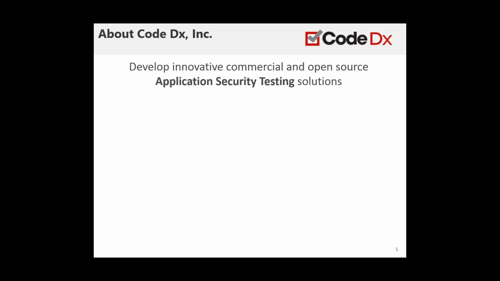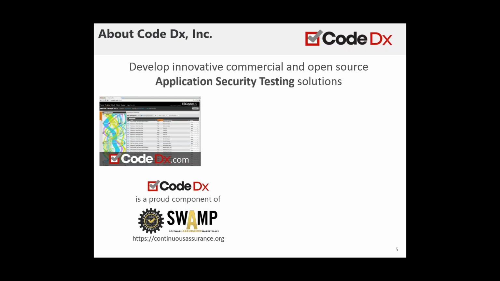So we have developed these innovative application security testing solutions. The first one is Kodiaks. This is a software vulnerability management and application security testing tool system. You can buy this commercially, and it's also available within the Software Assurance Marketplace, otherwise known as the SWAMP. The SWAMP was funded by the Department of Homeland Security, and you can find more information about the SWAMP and its facilities and opportunities to support application security testing at continuousassurance.org.